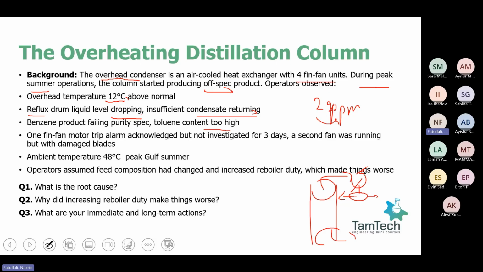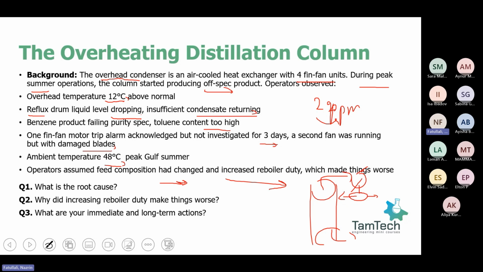You have 4 fin fan units. One fin fan motor tripped, the alarm was acknowledged but not investigated for 3 days, and never followed up. One of them was running, but it has some damage in the blade. Also, the ambient temperature is 48 degrees. The operators concluded that the feed composition must have changed and that they needed increased reboiler duty, which made things even worse.